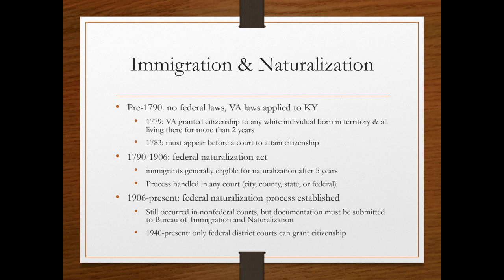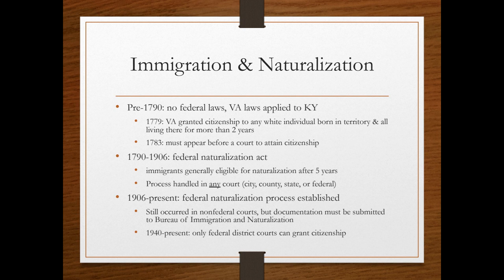But in 1783, they decided that they had to appear before a court to become a citizen. So they had to go before a judge and prove they had been there for 2 years, things like that, in order to actually attain citizenship. Then from 1790 to 1906, there was a Federal Naturalization Act. Immigrants into the country became eligible to naturalize as a citizen after 5 years. This process could be handled in any court: a city court, a county court, a state court, a federal court, it did not matter. Any court could naturalize somebody as a citizen.